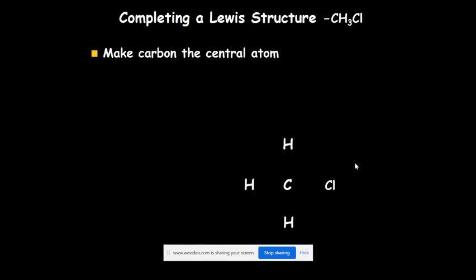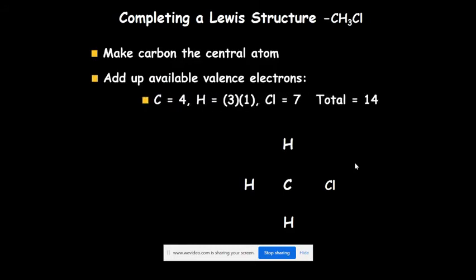You should add up all of the valence electrons from each atom, so you make sure you put the correct number of dots for the whole molecule. Carbon gives us 4, each hydrogen comes with 1, and since we have 3 of them, that gives us 3 more valence electrons. And finally, chlorine has 7. So adding all of these together gives us 14. So we better make sure to have 14 dots in our answer.